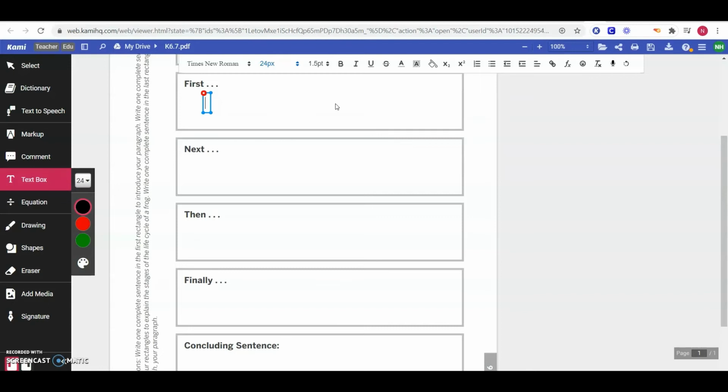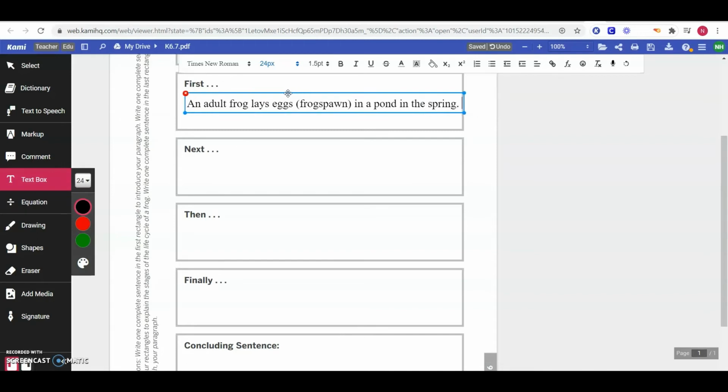So the very first thing that happens is that an adult frog lays eggs, or frog spawn, in a pond. When do frogs lay eggs? Do they lay eggs in the winter when it's cold? No, they lay eggs in the spring. What happens next in the life cycle of a frog?